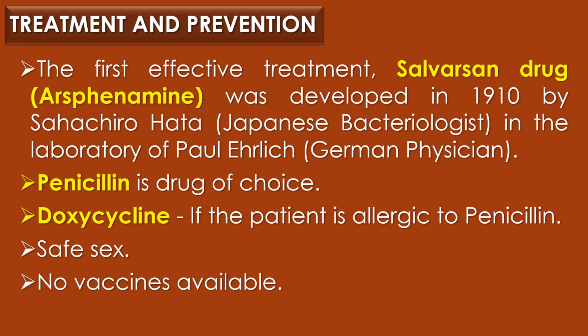Finally, treatment and prevention. The first effective treatment, the Salvarsan drug, was developed in 1910 by Sahachiro Hata, the Japanese bacteriologist, in the laboratory of Paul Ehrlich. It was followed by the introduction of penicillin in 1943. Penicillin is the drug of choice. Doxycycline is administered if the patient is allergic to penicillin.